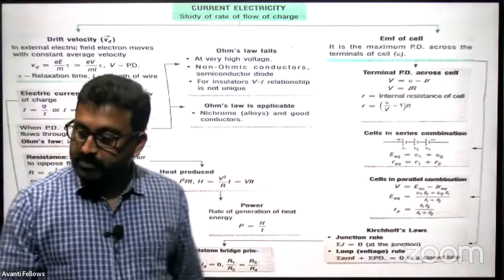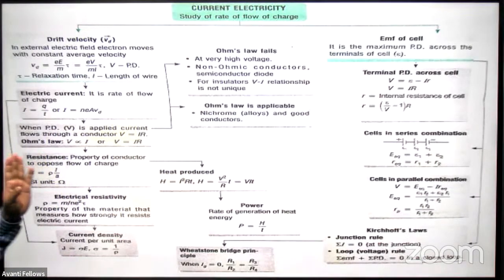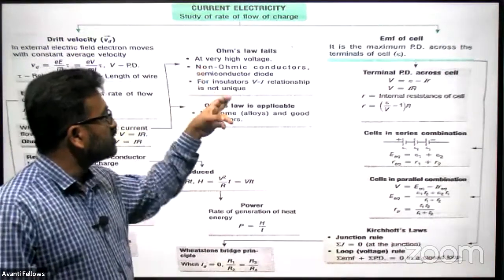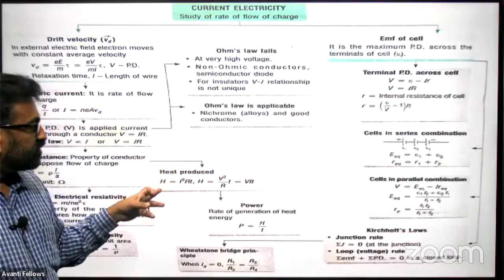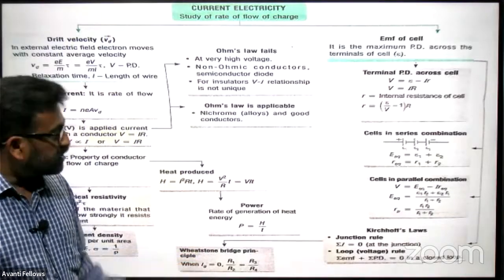Okay, see this one. This is the abstract of what we have learned today morning. The first one is drift velocity equations. The second one is electric current. Then the relation between potential, resistance, and current. Then resistance, resistivity, unit of resistance and resistivity. Then current density. Then Ohm's law, failures of Ohm's law. Then where we apply Ohm's law. Then equation for heat produced. Then the Wheatstone bridge principle.